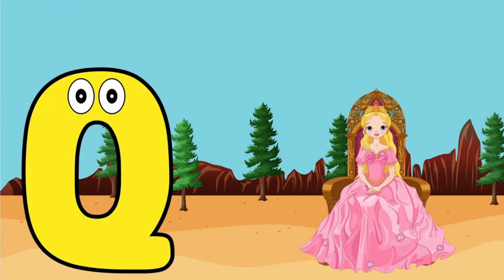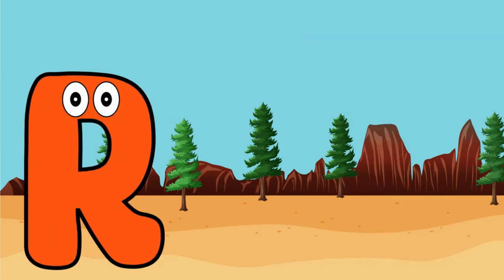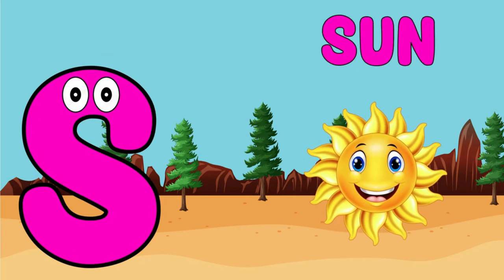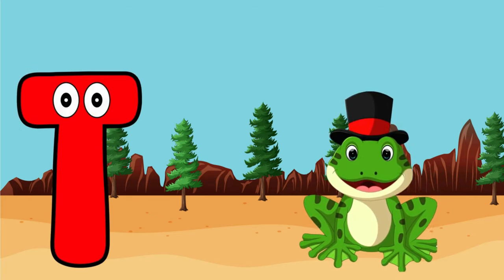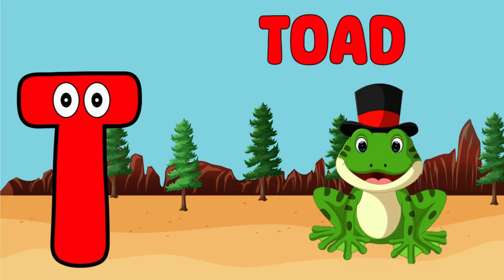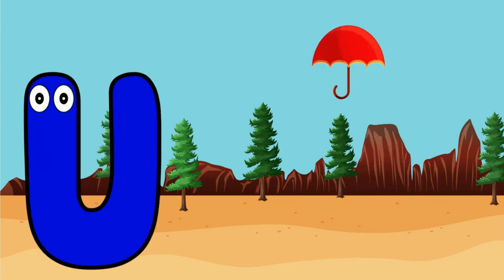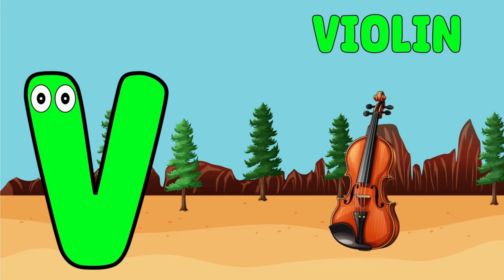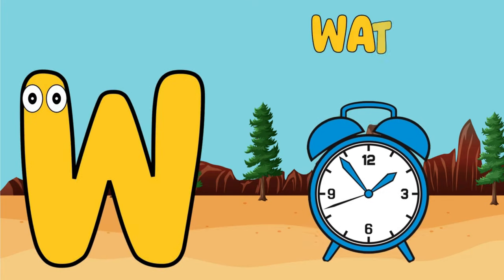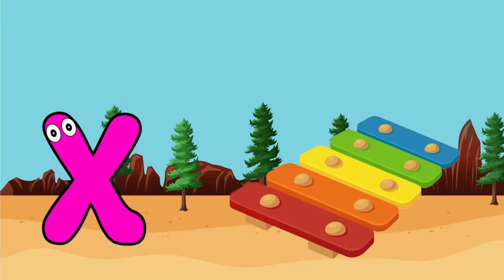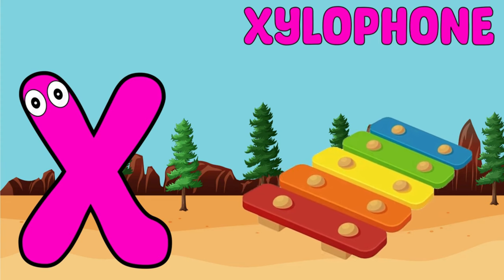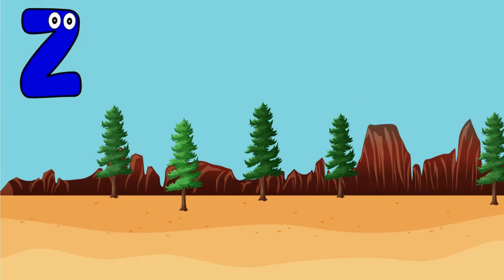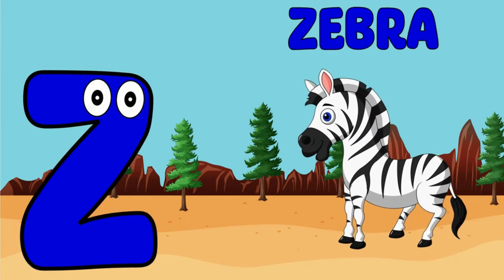Q is for queen, k, k, queen. R is for rabbit, r, r, rabbit. S is for sun, s, s, sun. T is for toad, t, t, toad. U is for umbrella, a, a, umbrella. V is for violin, v, v, violin. W is for watch, w, w, watch. X is for xylophone, z, z, xylophone. Y is for yellow, yeah, yeah, yellow. Z is for zebra, z, z, zebra.